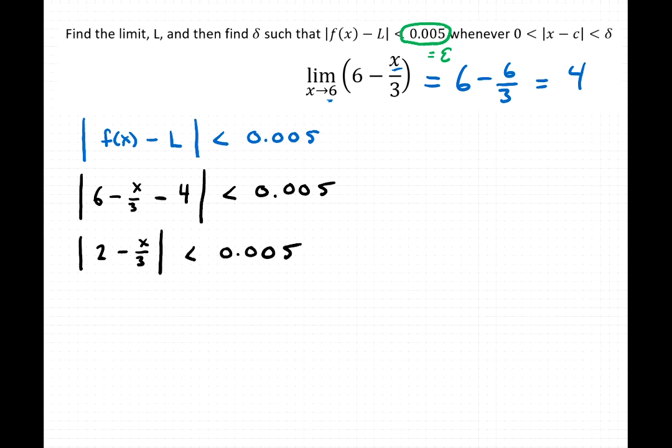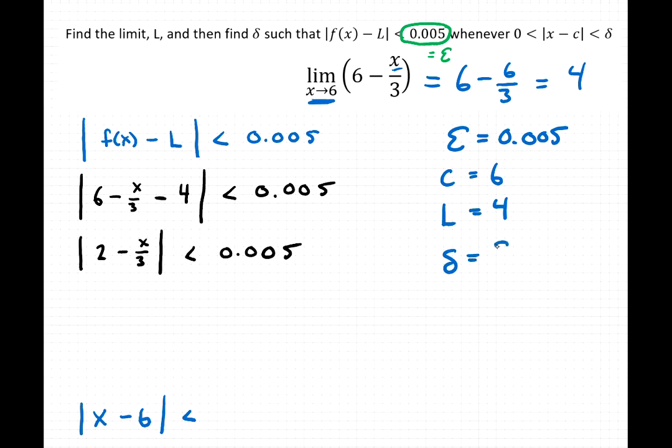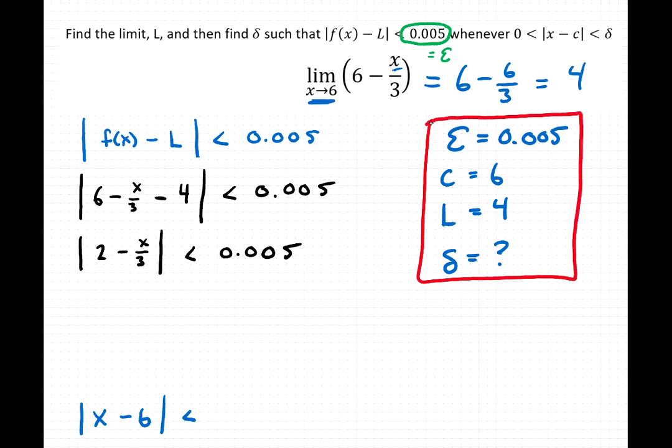0.005. Now we know we want to end up with the absolute value of x minus 6 is less than something, because x is approaching 6, so our value for c is 6. So when we're starting this problem, epsilon is given, 0.005, c is 6, L is 4, and delta is question mark. So this is basically what we're trying to do: figure out for this value of epsilon, c, and L, what is the value for delta?